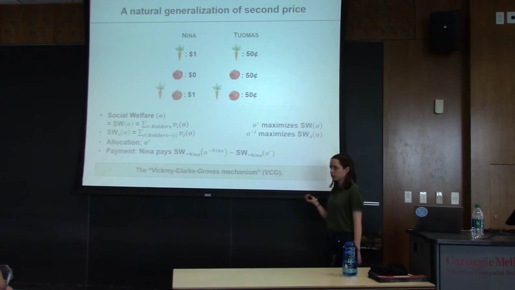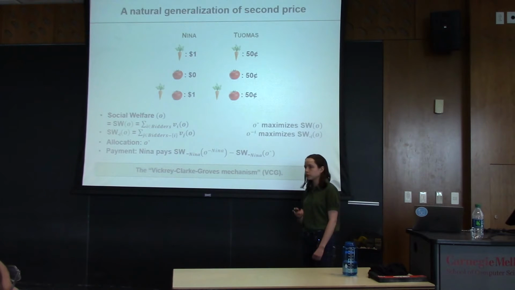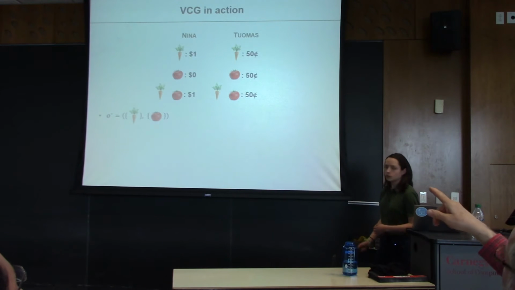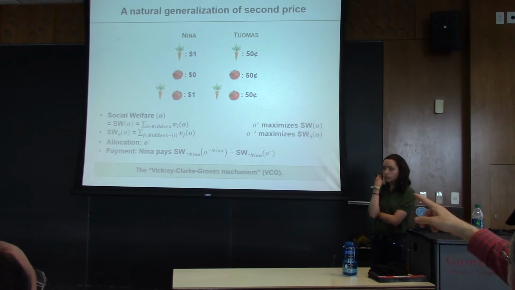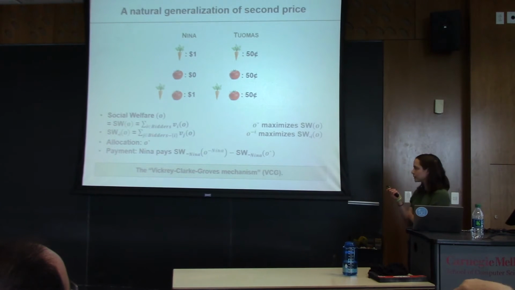And this is called the Vickrey-Clarke-Groves mechanism. So it is strategy proof, and it's definitely not revenue maximizing. So let's just go through this example. Oh, I've got to go through what would happen in this example.